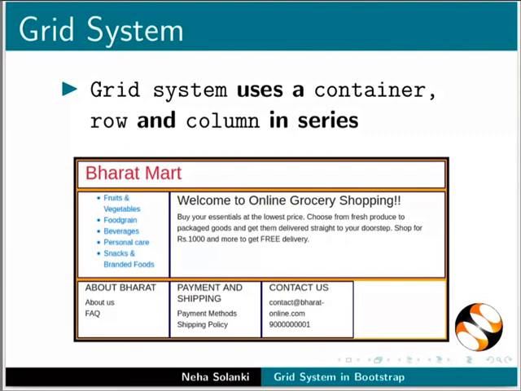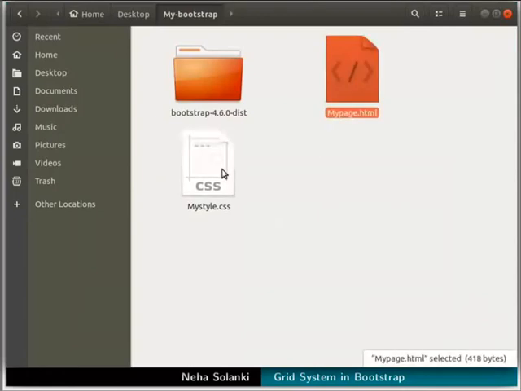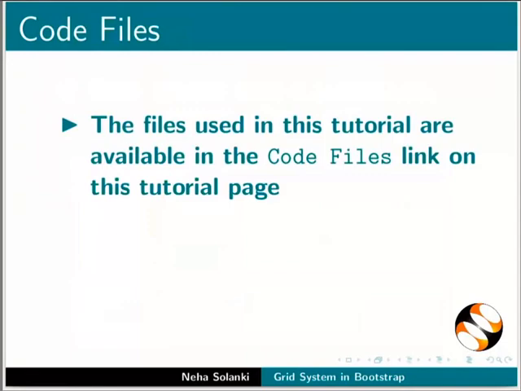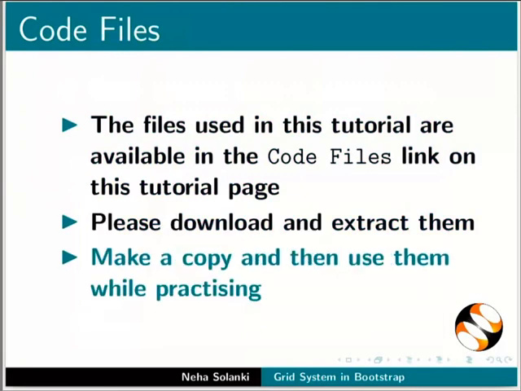Let us see how to create this website layout. Locate the files mypage.html and mystyle.css in the My Bootstrap folder. We will use mypage.html and mystyle.css files which we saved earlier for this demonstration. The files used in this tutorial are available in the code files link on this tutorial page. Please download and extract them. Make a copy and then use them while practicing.